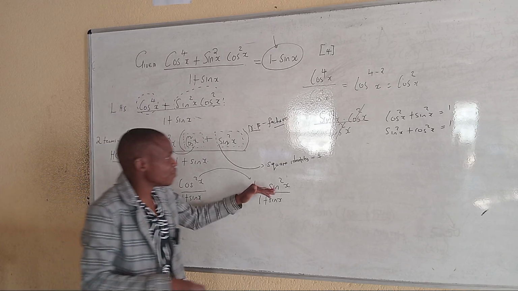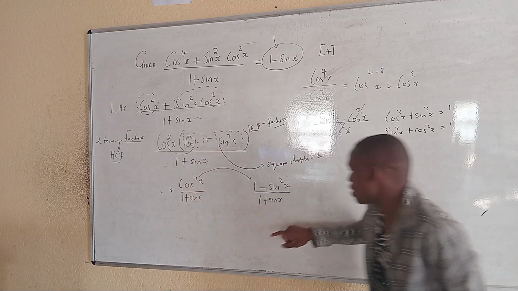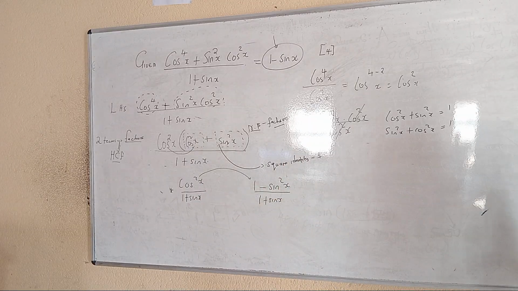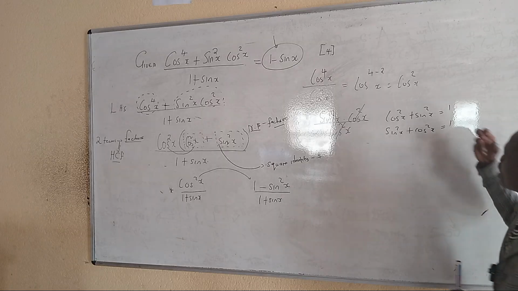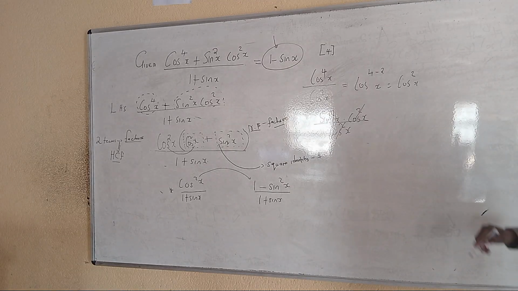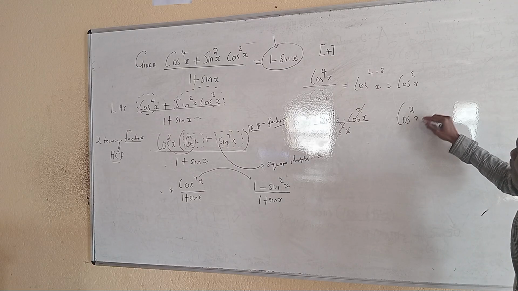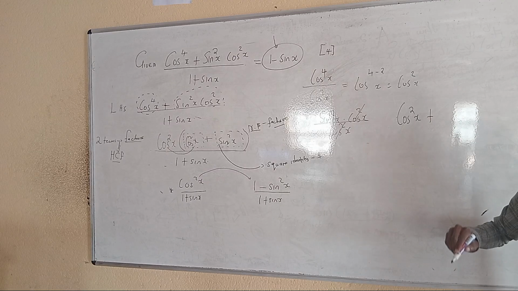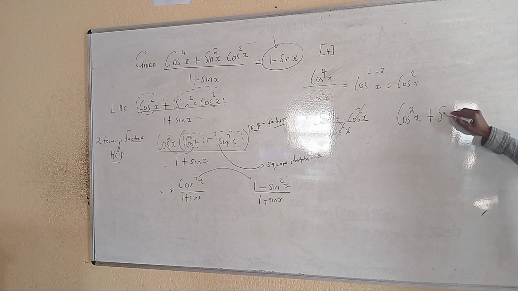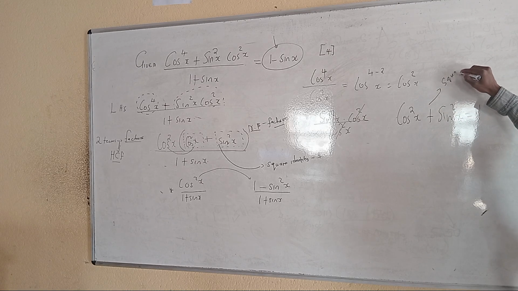Let's just clarify why cos squared x is 1 minus sine squared x. We know that from the square identity, don't forget your square identity. We know that cos squared x plus sine squared x is 1. We know this. It is called a square identity.